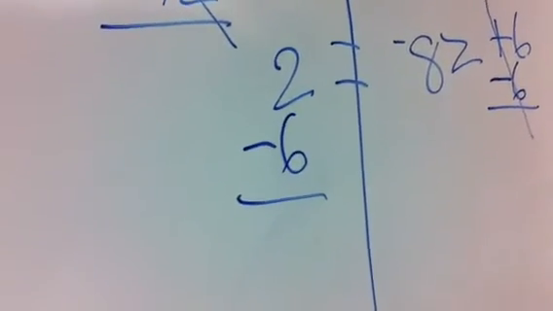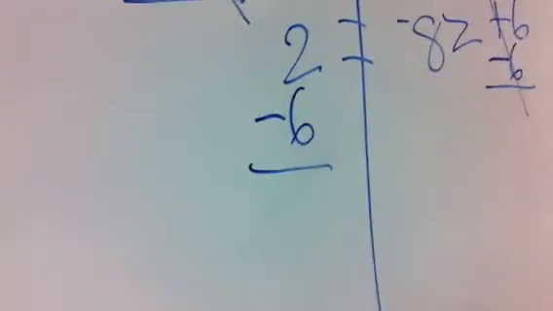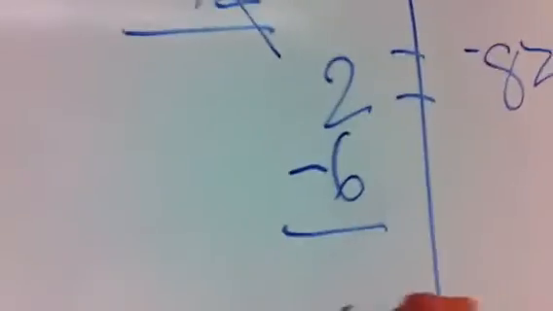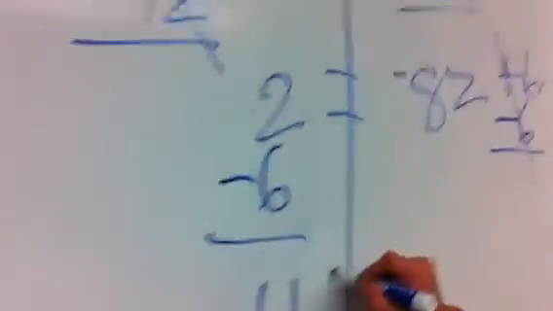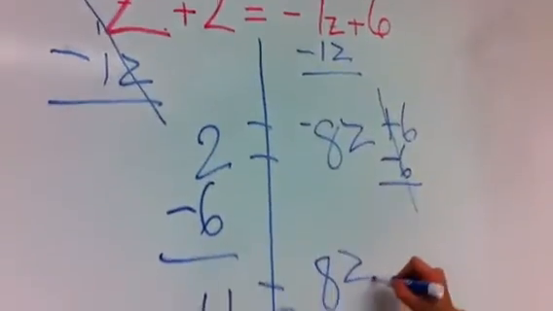So you get a positive 2 and a negative 6. So you're going to subtract. What's 2 minus 6? Negative 4. Good job. Ta-da! And you bring down your equal sign. And now you have negative 8z. Good. All right. Last step.